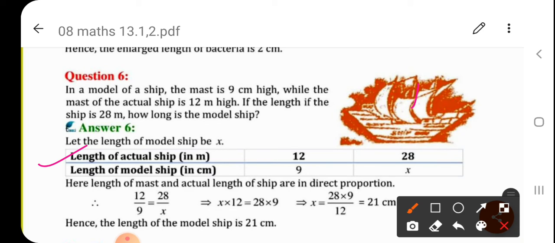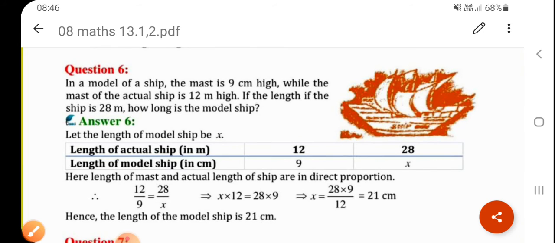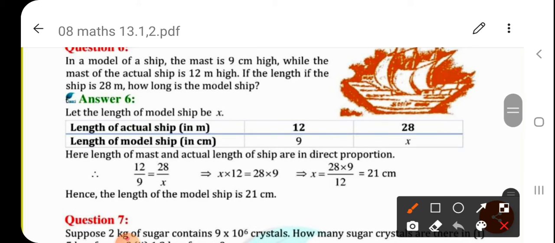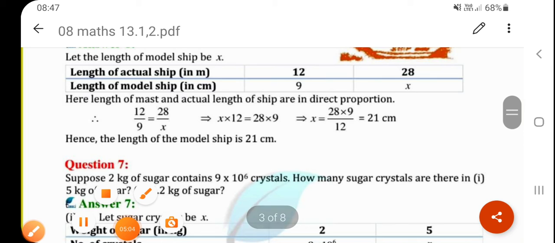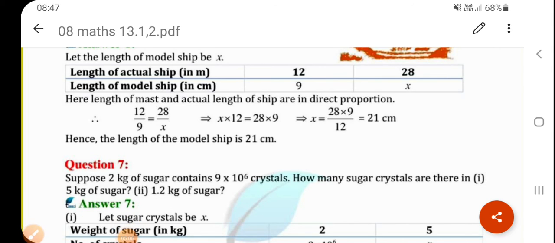So in a model, whatever ship, any instrument, any machine, any house you want to make, first of all you have to make the model. So in the model it's 9 centimeter and actual it's 12. So if the actual length is 28 centimeter, then in the model what will be the length of that mast? Okay, so it's a direct proportion. So 12 upon 9, 28 upon x. So x into 12, 9 into 28. So x is equal to 21 centimeter. Hence the length of the model ship is 21 centimeter.